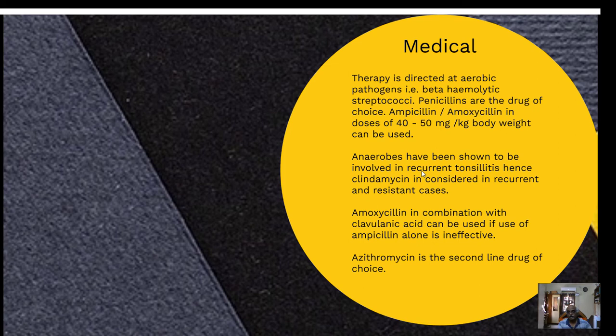Anaerobes have been implicated in patients with recurrent tonsillitis. Hence, clindamycin can be considered in treating patients with recurrent and resistant cases. Amoxicillin in combination with clavulanic acid can be used when ampicillin alone is ineffective. In children or adults who have hypersensitivity or reactions to amoxicillin, you can substitute with azithromycin.